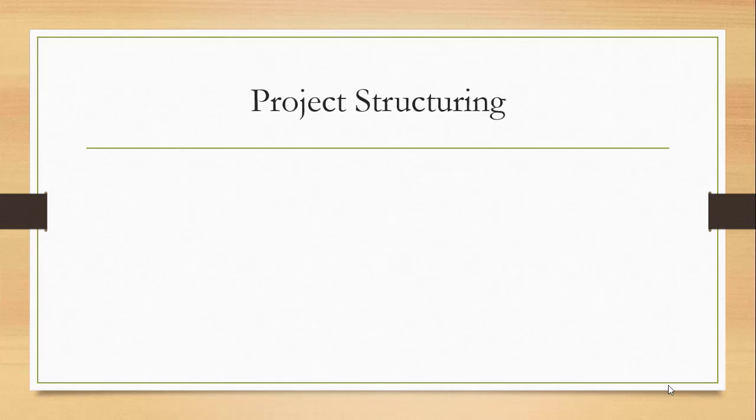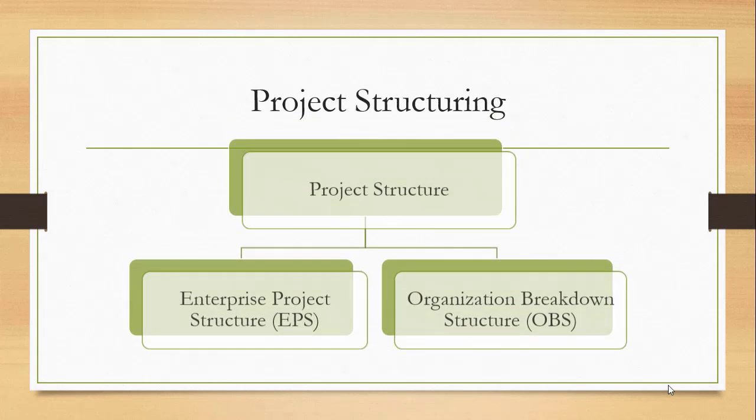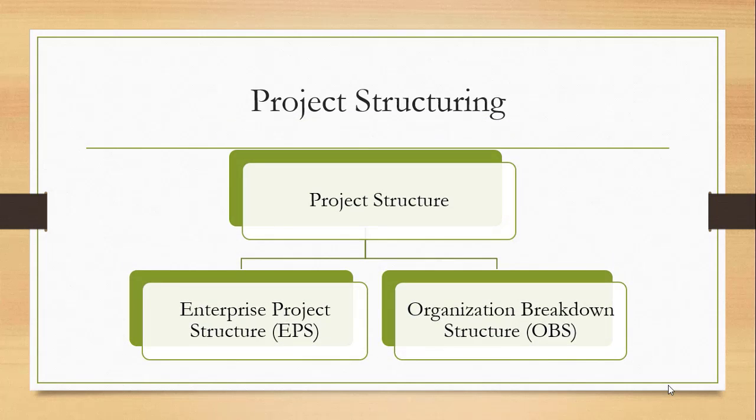Today we are going to look at project structuring. Now, let's look at the scope of project structuring. When you look at the project structure, the structure of every project has two divisions. We have the enterprise project structure, which is the EPS, and then the organization breakdown structure, which is the OBS. Let's define the enterprise project structure as well as the organizational breakdown structure.